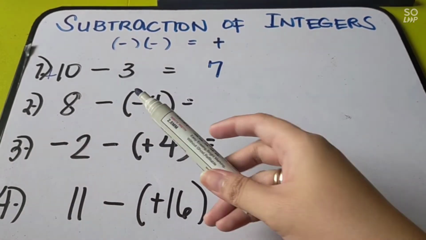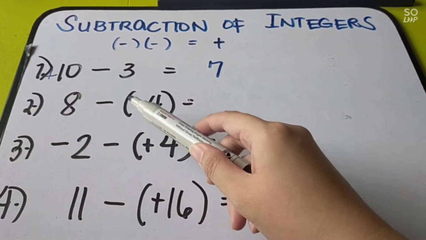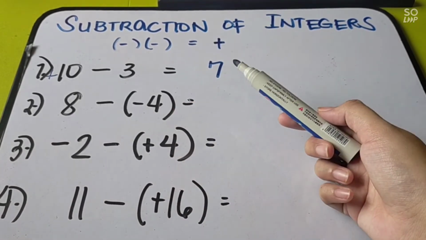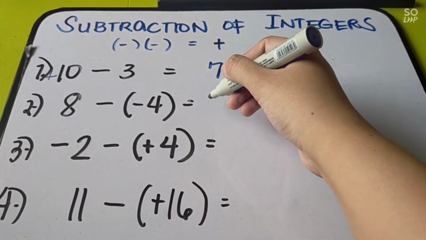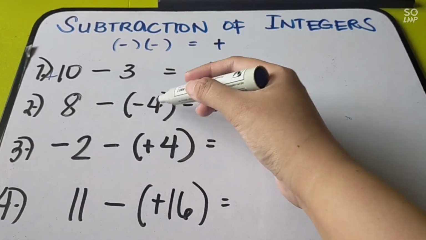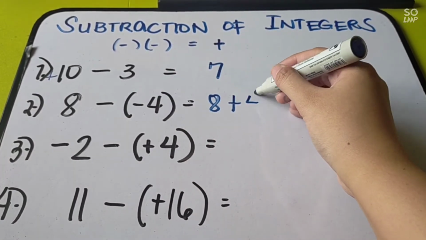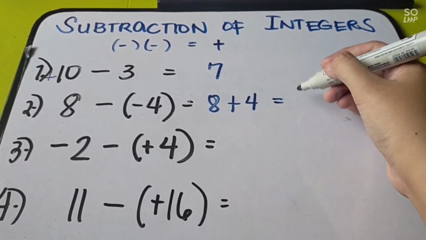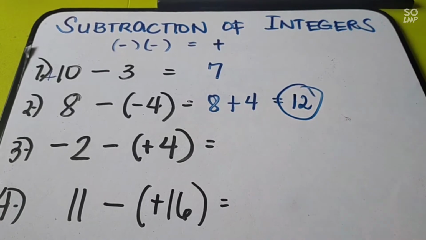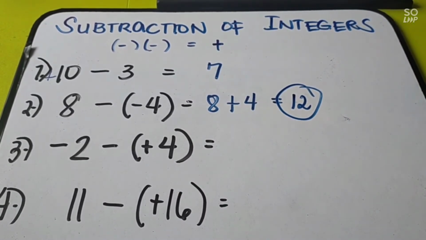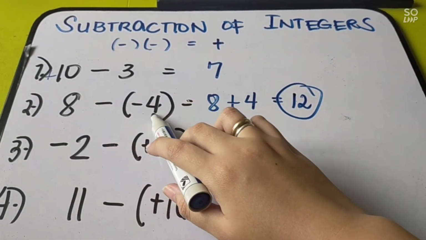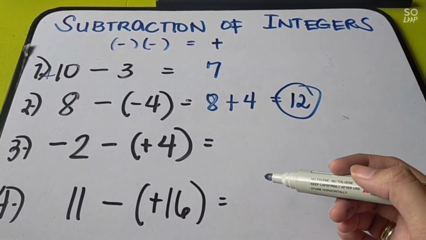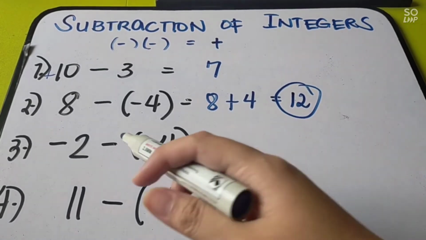Next tayo. Number 2. We have 8 minus negative 4. Ito yung sinasabi ko sa inyo na kapag merong dalawang negative sign, change it into positive. So, just copy 8, then dalawang negative magiging positive. So, positive 4. We're done. Then, operate mo. 8 plus 4, the answer is 12. Tapos na. That is it. Okay? Huwag malilito doon ha. Basta pag may dalawang negative na magkatabi, change it into positive. Then, proceed to the operation. Okay?